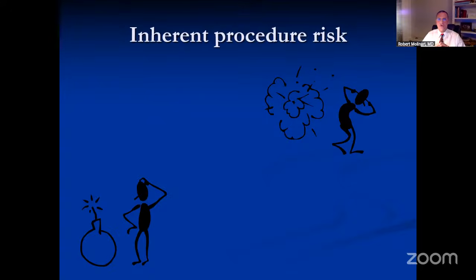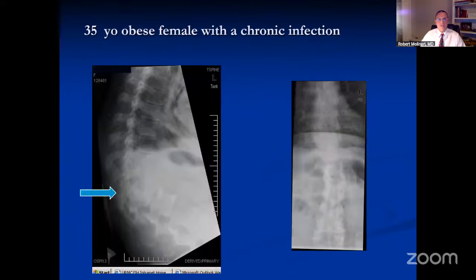The next category is inherent procedural risk. There are just some procedures that we do that are dangerous and fail because they're just risky. And here's one of them, okay? This is a 35-year-old female with chronic infection. Again, I call it a level 1 trauma center. I've done it for many years, and you have to take whatever comes in here.